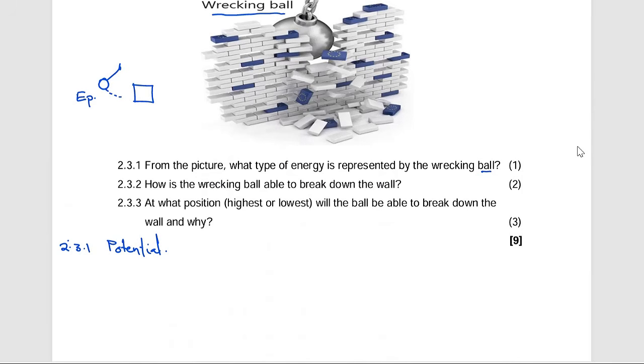Then once it starts moving towards this wall there, so when there is movement, now we have what we refer to as our EK, which is our kinetic energy. Then 2.3.2 says, how is the wrecking ball able to break down the wall, right? So I'm going to say 2.3.2, right?